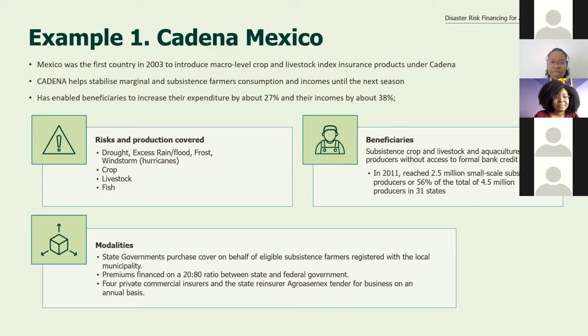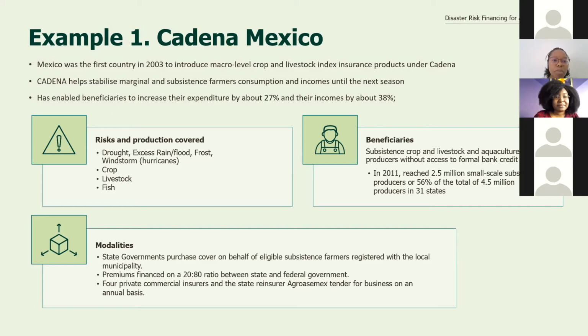The beneficiaries that the government of Mexico targeted are subsistence, small-scale farmers that did not have access to formal bank credit. So it had the additional objective of enabling underserved farmers access to financial services. As of 2011, the scheme had reached about 2.5 million farmers, or equivalent to about 56% of the total number of farmers across 31 states in Mexico.